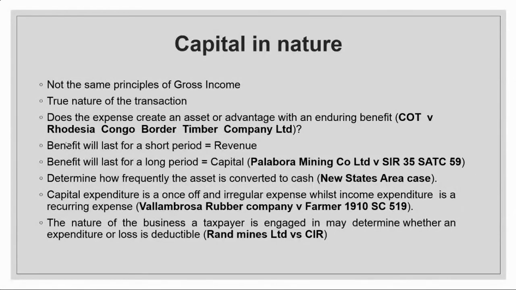Now, when we talk about an enduring benefit, it is a long-term benefit. It's something that you're going to use for longer than the period of 12 months. Now, if it's short term, we classify it as revenue, and then it's a general expense, you can deduct it. If it's an enduring benefit, so I'm going to use it for a long period of time, then it is viewed as capital in nature. And then that item would fall under your capital allowances, and you have to see if you can get a deduction in terms of those sections.